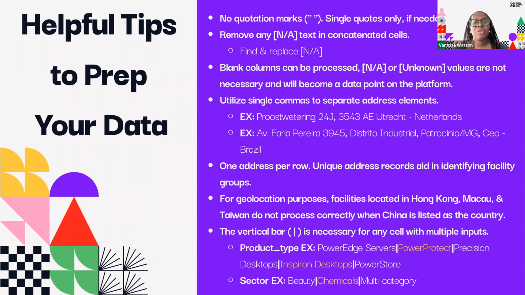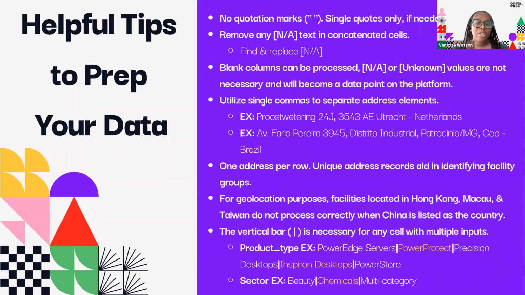For geolocation purposes, the regions of Hong Kong, Macau, and Taiwan cannot be assigned China in the processing for the geolocation. So this will return an error. It's not any sort of geopolitical stance from our organization. It's a requirement of our data and our geolocation to process accurately so that we can have an accurate point in the database and also an assignment on the maps that you'll see on the platform.